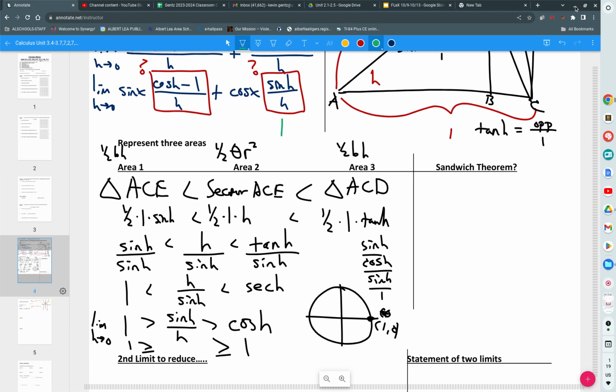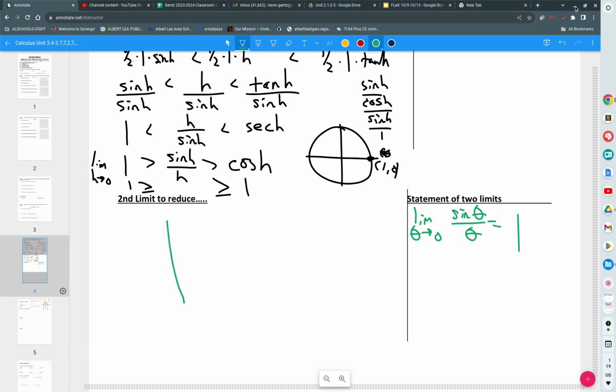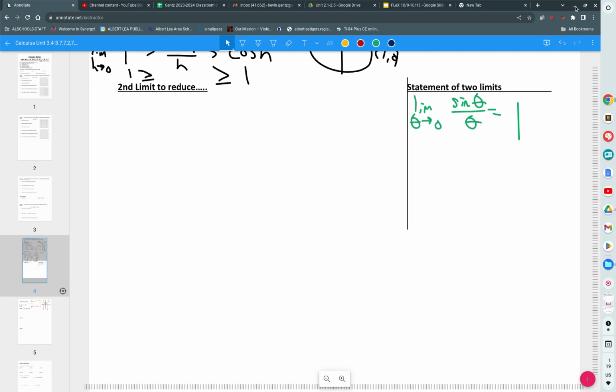By the sandwich theorem and that crazy drawing and all that, we've showed that the limit as h goes to 0 of sine of h over h is 1. This is an extremely important limit, one that we have to know. The limit as theta goes to 0 of sine of theta over theta is 1. That is a true statement that we use in this class. You need to commit that to memory. It's super, super important. Everybody okay with that one?